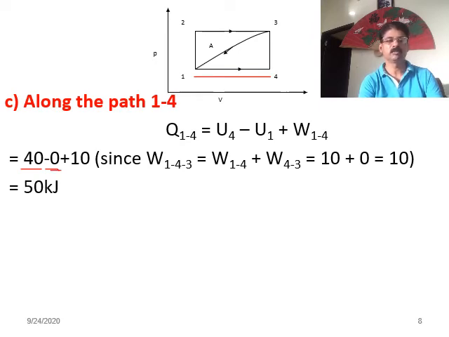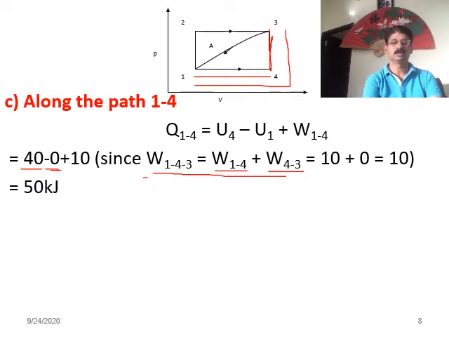Now to calculate W1 to 4 you have to use the expression W143, which you calculated earlier, which is nothing but a summation of W1 to 4 plus W4 to 3. As I told you earlier, 4 to 3 is vertical, perpendicular to the volume axis, so it is a constant volume process, and work done during that is 0. Then W143 becomes equal to W14, which is nothing but 10.